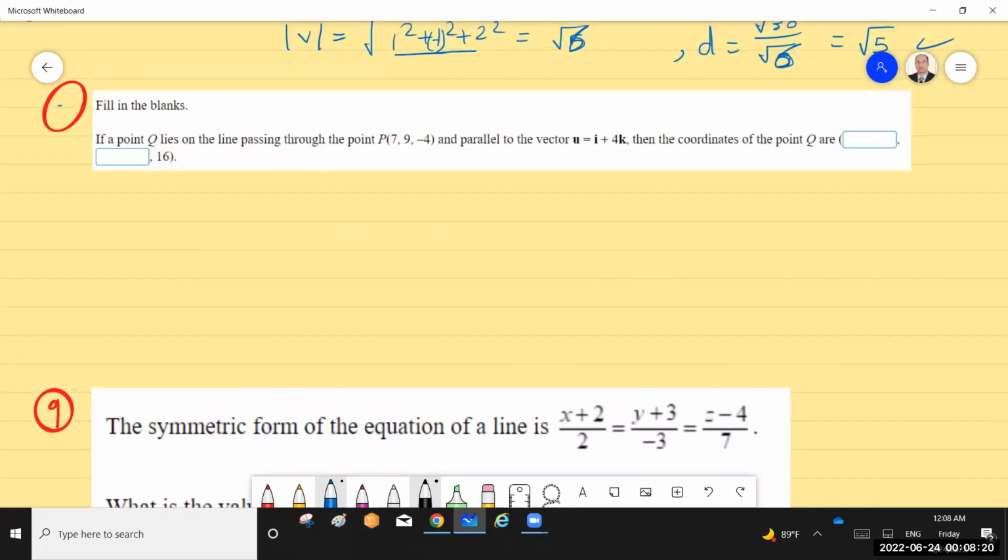The next question, 8, fill in the blanks. If the point Q lies on the line passing through the point P (7, 9, -4) and parallel to this vector, then the coordinate of the point Q is what? Very simple. The vector equation is (7, 9, -4) plus the parameter t times (1, 0, 4), because we don't have j here.